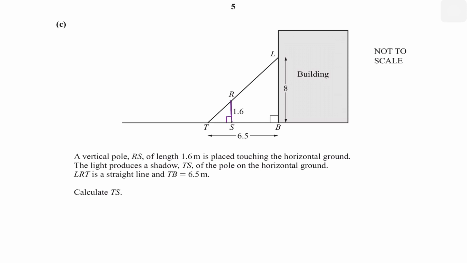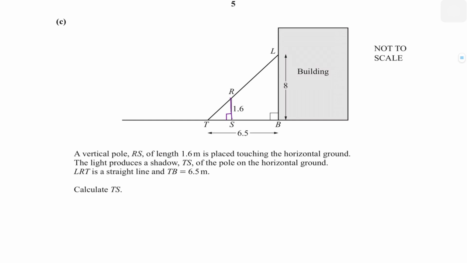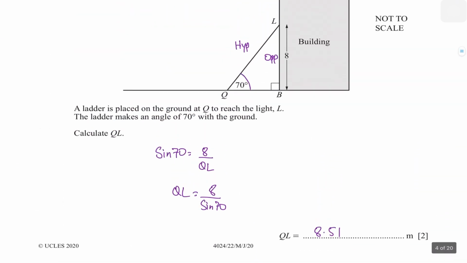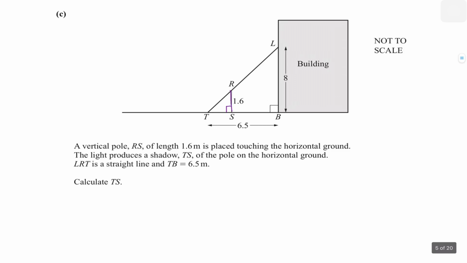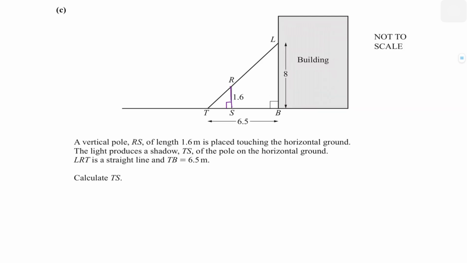If I want to calculate TS, let's see if this is the same as the one. No, it's not. So what we're going to have to do is apply similar triangles. That's the only thing that makes sense. I'm just going to redraw these two triangles. We have a 90-degree angle here. We have RS here. This is 8, this is 1.6, and this entire length is 6.5.